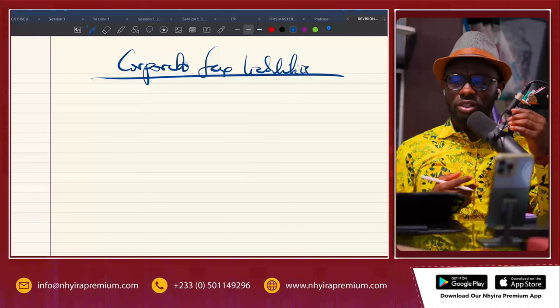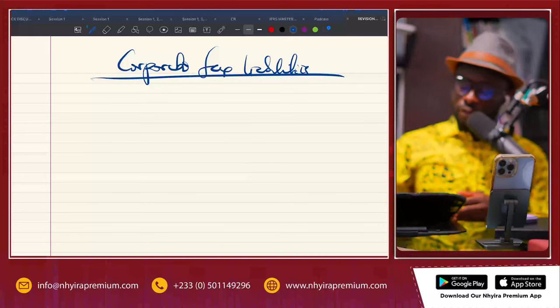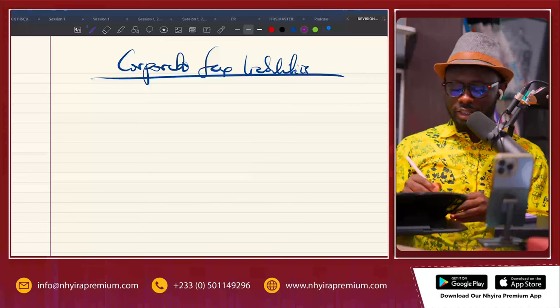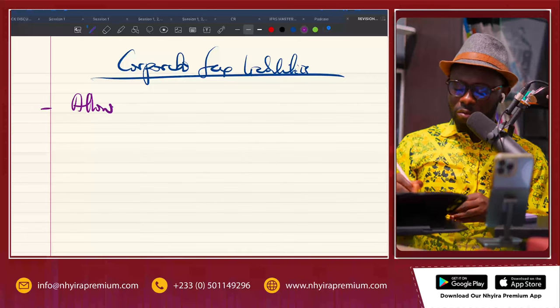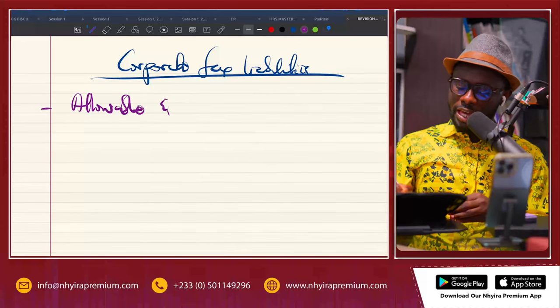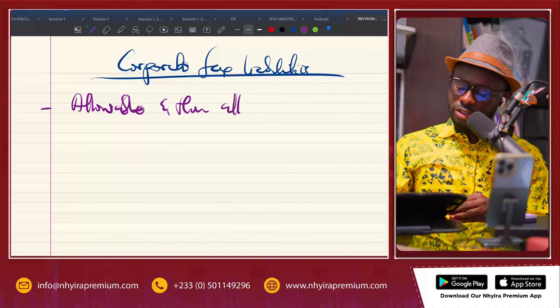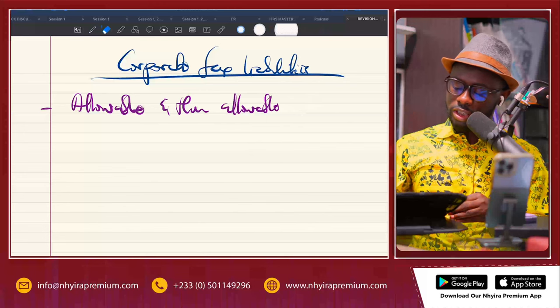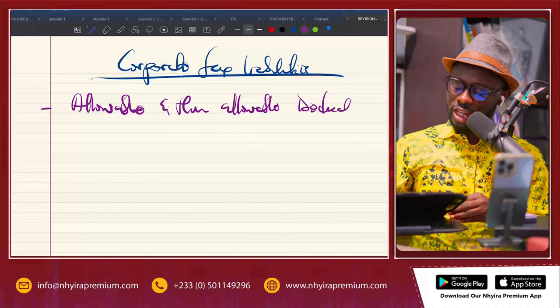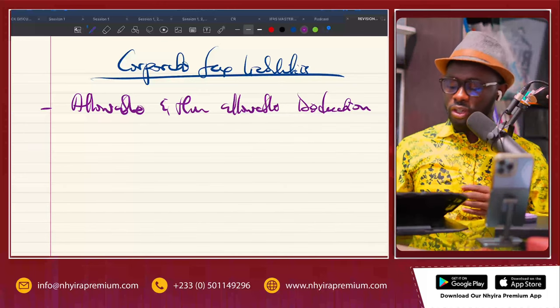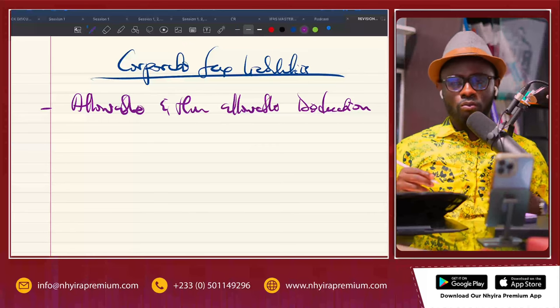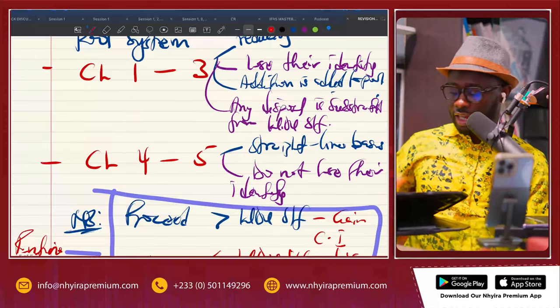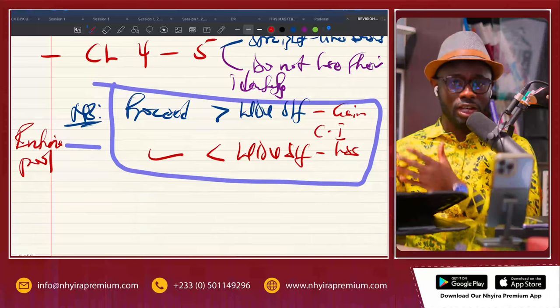Now, when it comes to dealing with companies generally, the first thing we need to deal with is the concept of allowable and non-allowable deductions. Allowable and non-allowable deductions. That is where we start this whole journey.